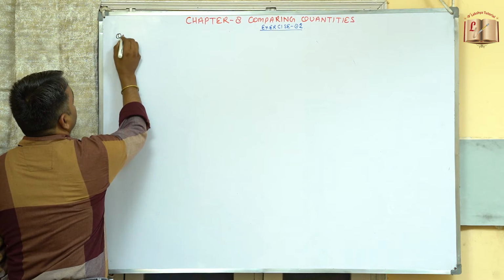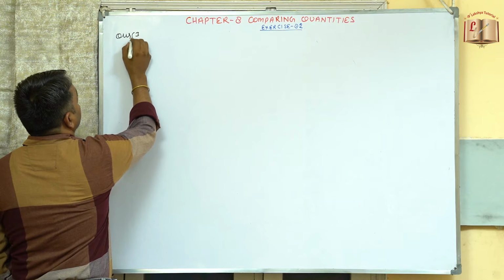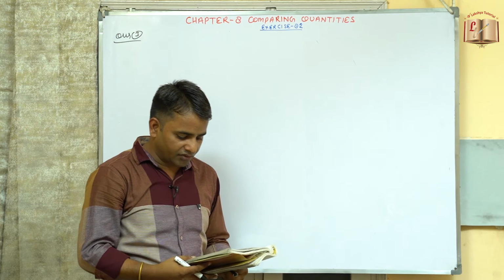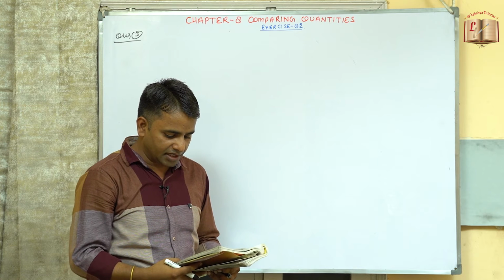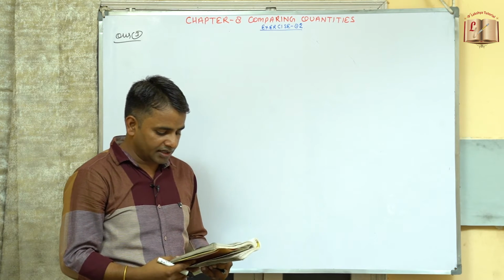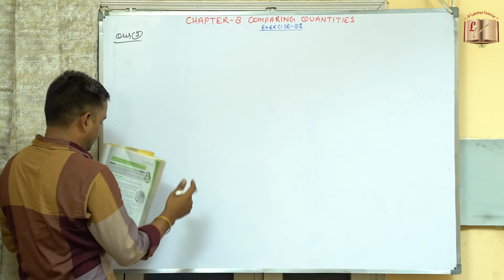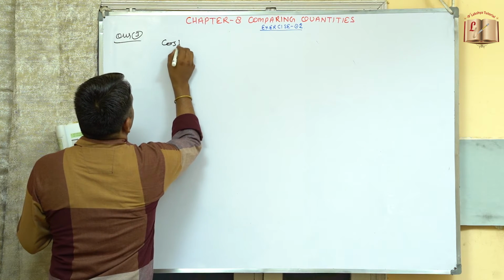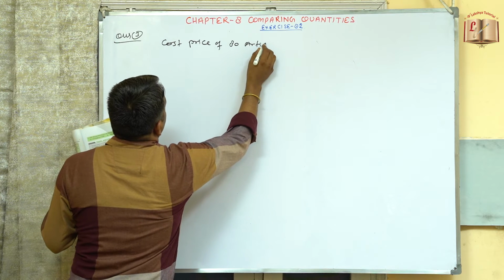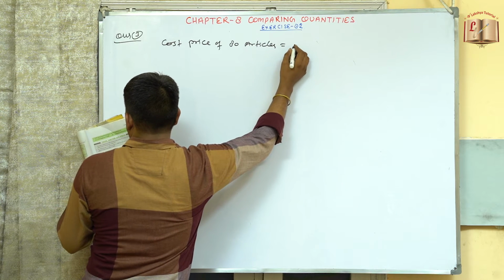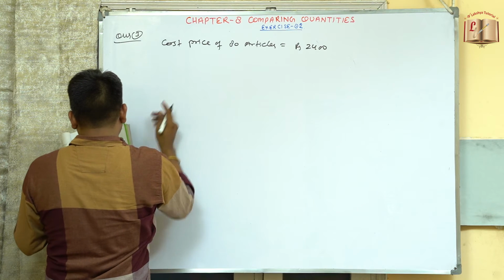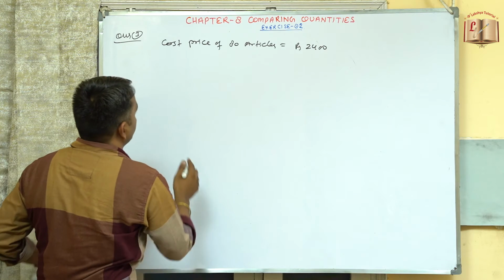So now coming to the question number 3. A shopkeeper buys 80 articles for rupees 2400 and sells them for a profit of 16%. Find the selling price of one article. So the cost price of 80 articles is already given. This is rupees 2400. So first of all, we'll find the selling price.